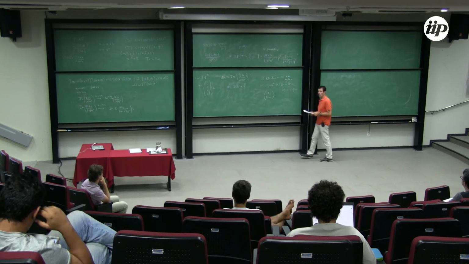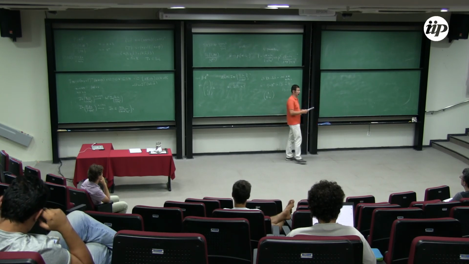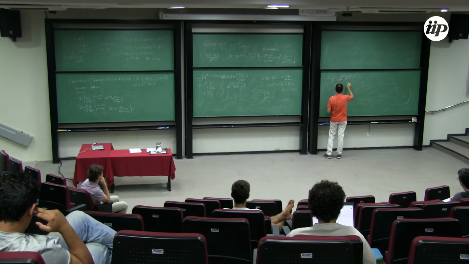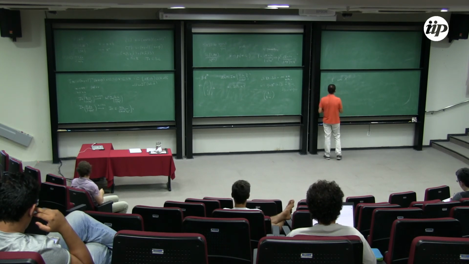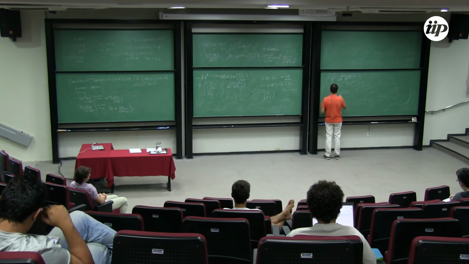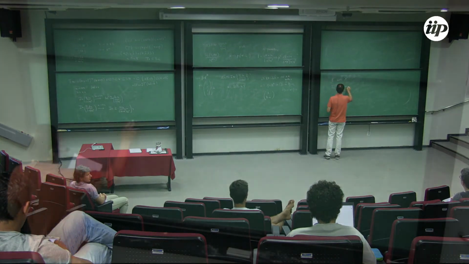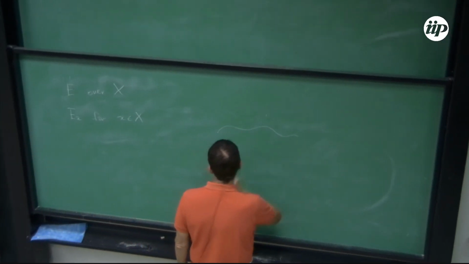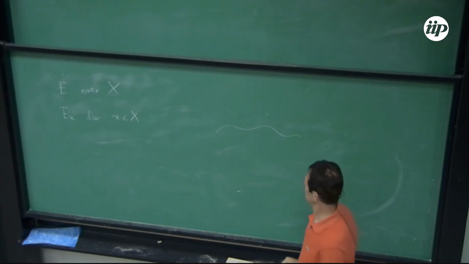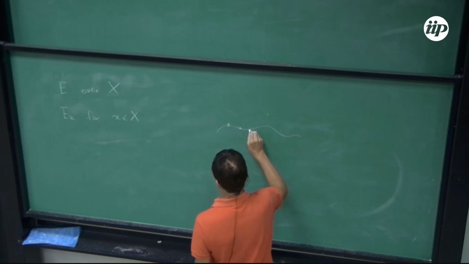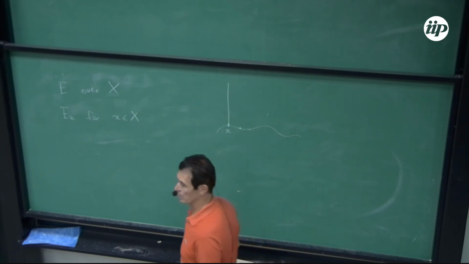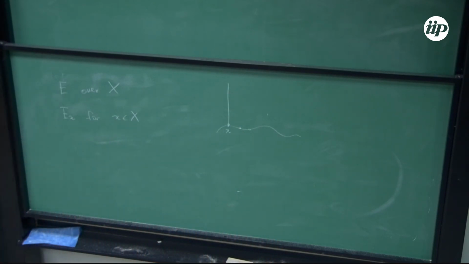Let me recall what is the notion of a vector bundle. A vector bundle E over X is a family of vector spaces E of x for each x belonging to X. The definition is very simple. Let's say this is your manifold. You have certain points here, x is one of these points. And on top of this x, I put a space, which I call E of x.